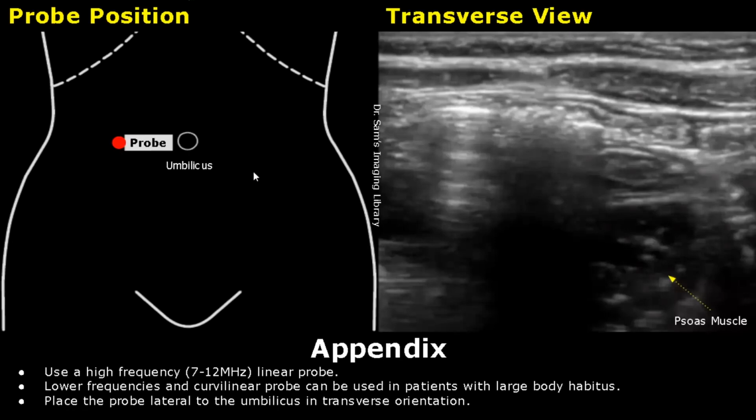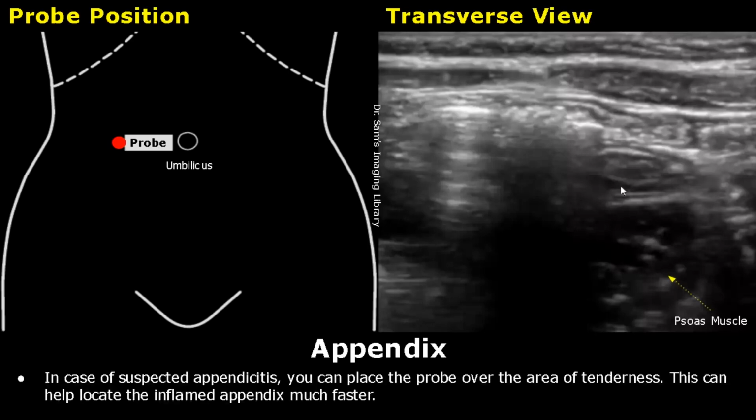The appendix has a variable location in the right lower quadrant. Use a high frequency linear probe with a frequency between 7 to 12 MHz. In patients with a larger body habitus, use lower frequencies and you can even use a curvilinear probe. You can start by placing the probe lateral to the umbilicus in transverse orientation.